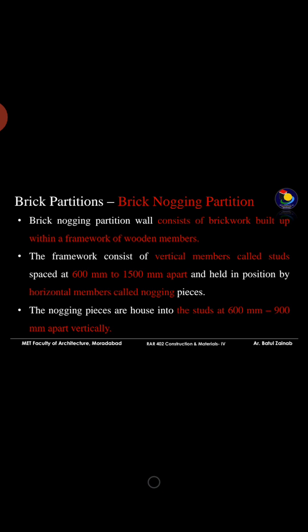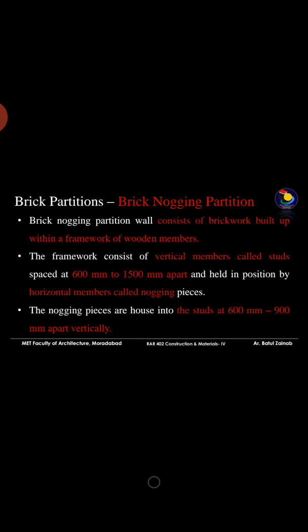Coming to the last and the third one, that is brick nogging partition. Brick nogging partition wall consists of brickwork which is built up within a framework of wooden members. We first place the wooden members where we are going to place a partition wall. What we call those wooden members and how we place them, we will be studying further.